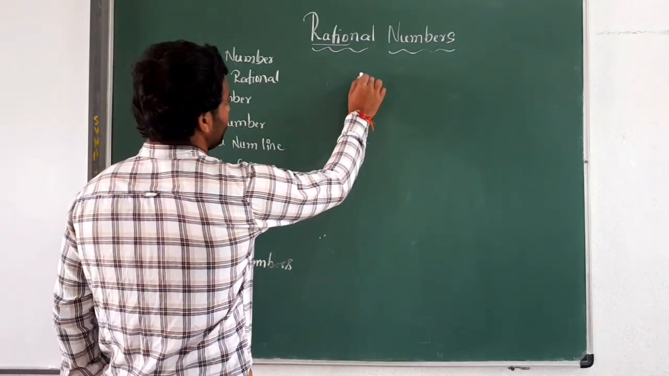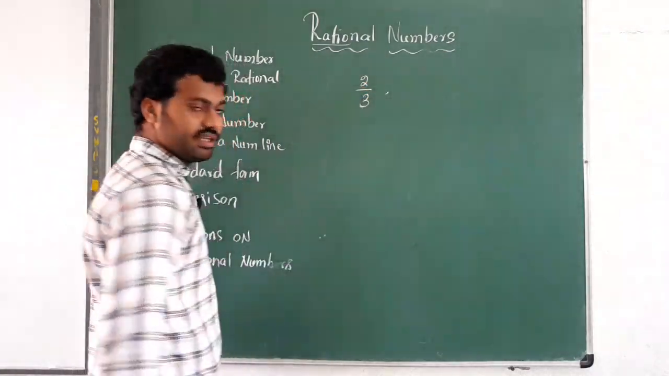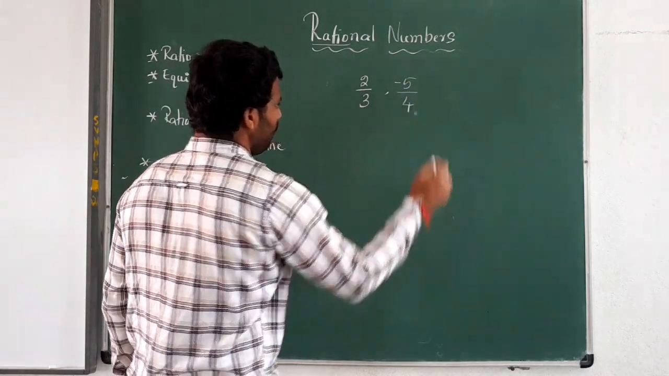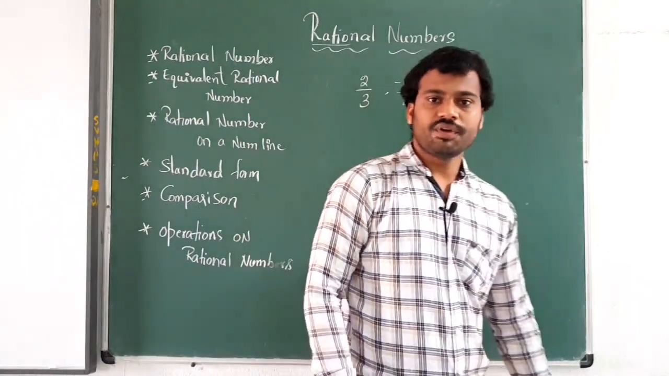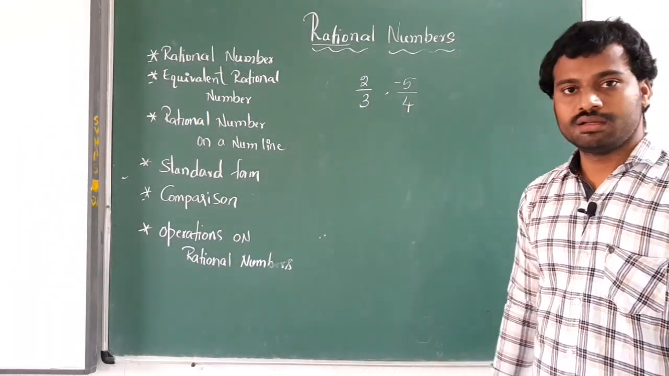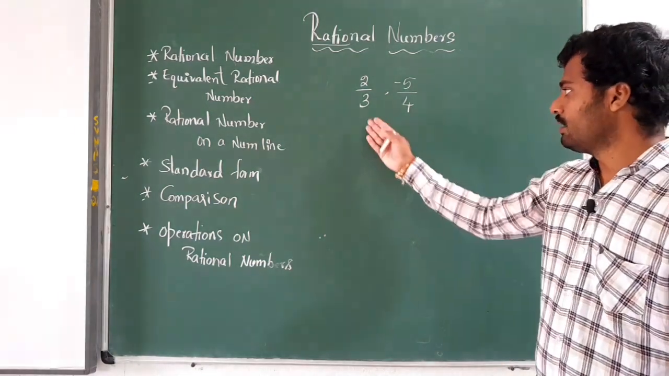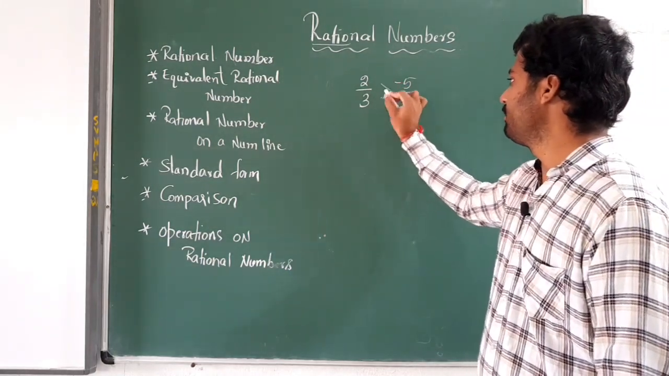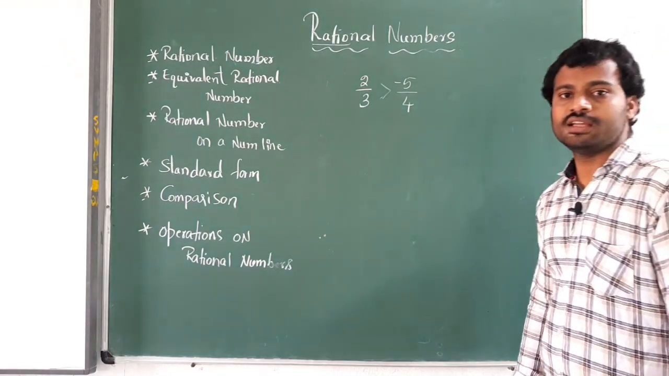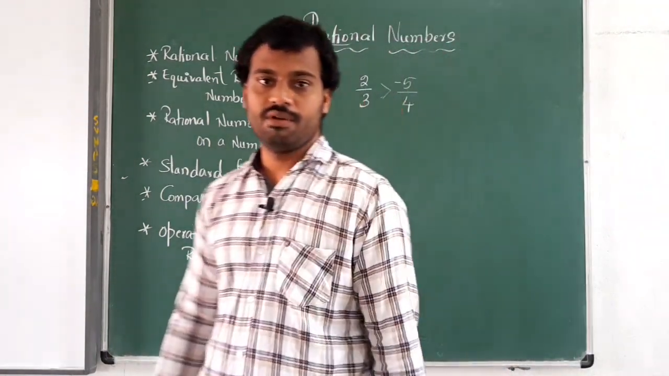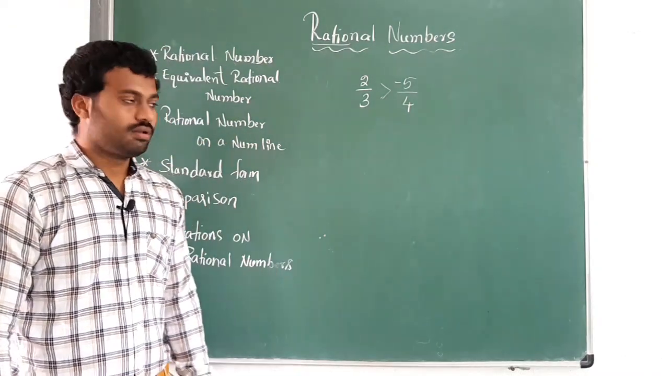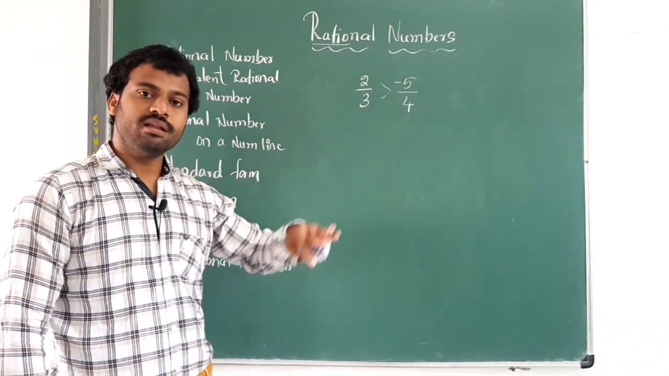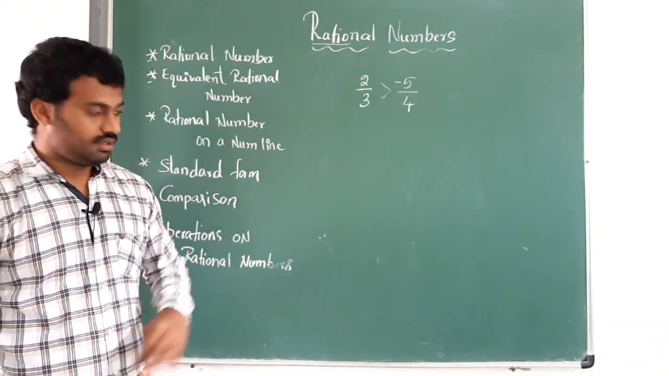So for that, I will take one rational number, 2/3. One more number I will take, minus 5/4. I have to compare these two numbers. Easily you can say a positive number will be greater than a negative number. There is no need of simplification. In case both are positive or both are negative, how to compare such rational numbers? That I will explain now.